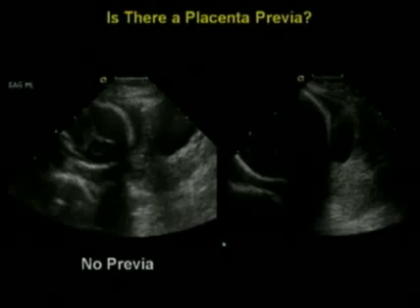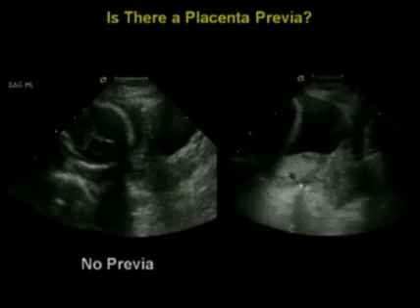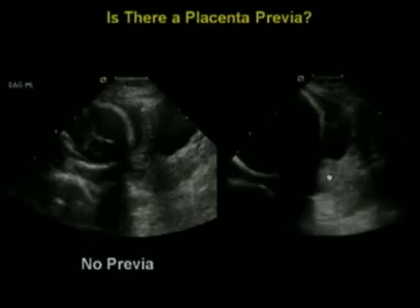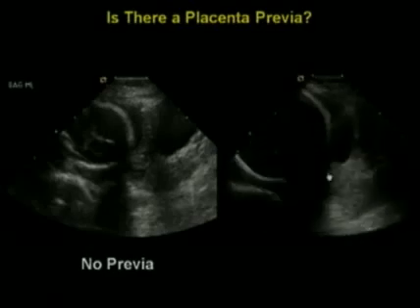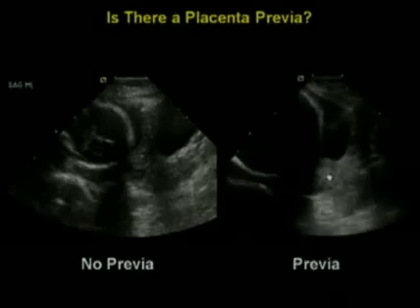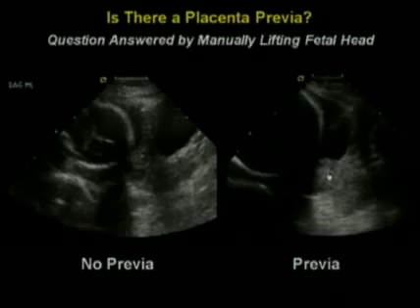On the other case, when we push up, there's the placenta right over at least part of the cervix. So this is a placenta previa, at least a marginal, maybe even a full previa. So it's a previa. So we answered the question by manually lifting the fetal head. So if you can lift the head, you can avoid the pitfall of having to give a non-definitive diagnosis where you just say you can't tell.